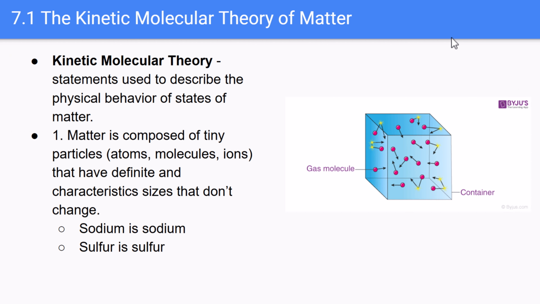So let's dive into a little bit about kinetic molecular theory in and of itself. What is it? How do we describe molecular movement? The first being that matter is composed of tiny particles, either atoms, molecules, or ions, and that they have definite and characteristic sizes that don't change. So for example, sodium is sodium, sulfur is sulfur. Each of these different atoms has a different number of protons associated with it, and that results in different physical and chemical characteristics. So it's pretty straightforward here. Matter is composed of atoms, but different types of matter are composed of different types of atoms in and of themselves.